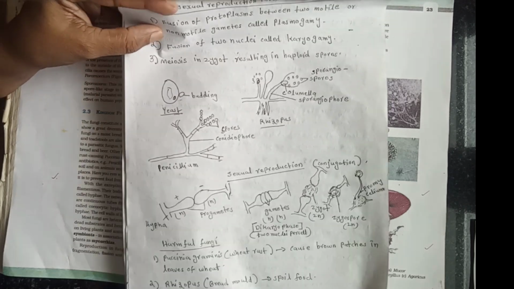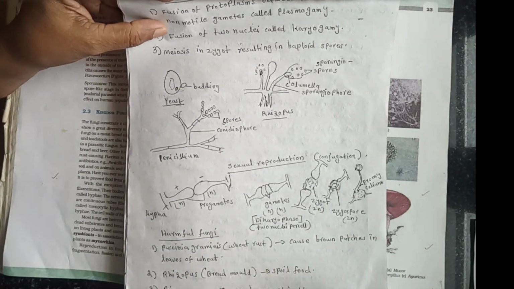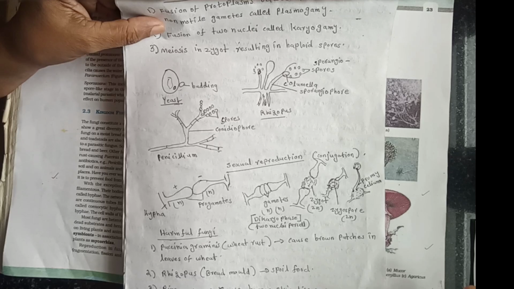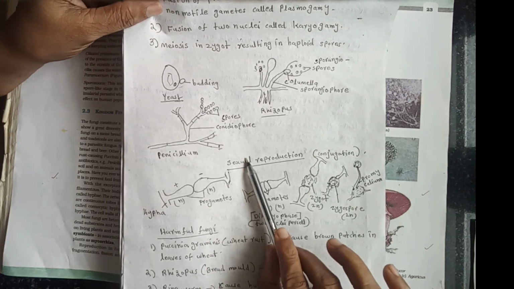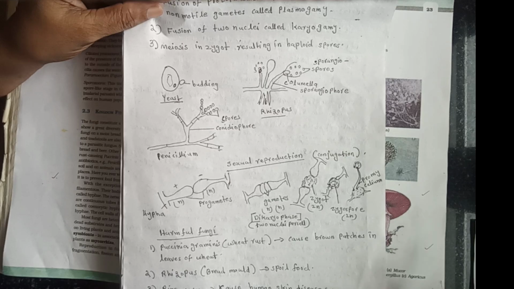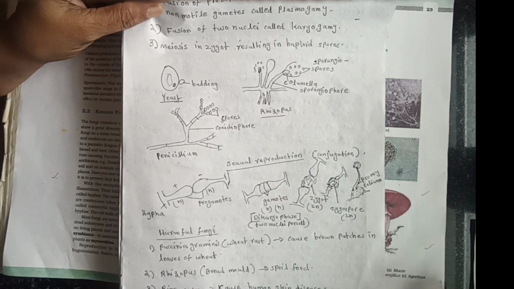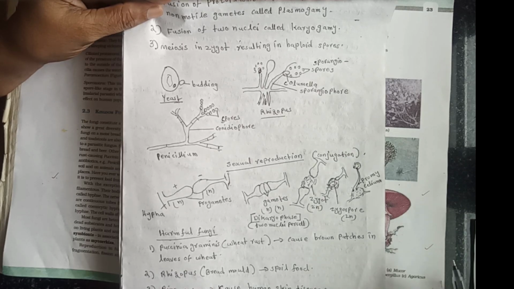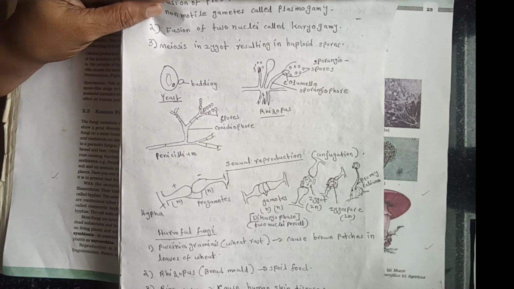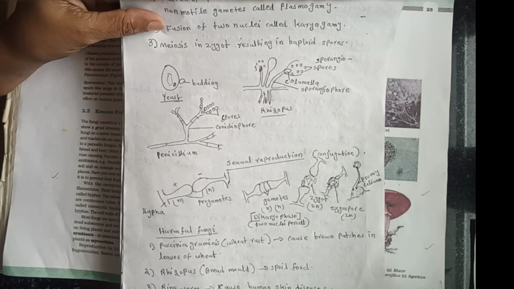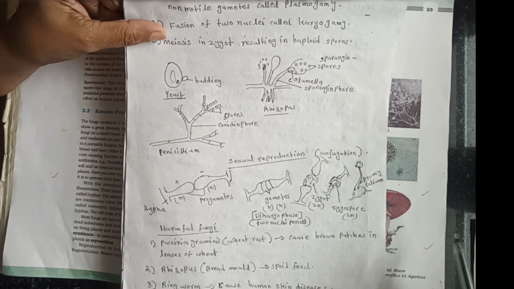We should notice this point: in algae, fungi and bryophytes, in all these groups, the plant body is haploid, having half the number of chromosomes.